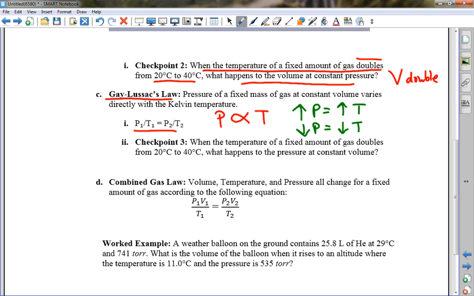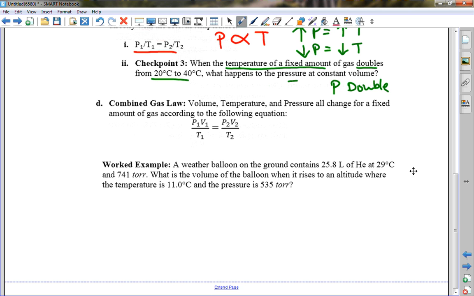And so if the temperature of a fixed amount of the gas doubles, so again, the temperature is doubling, what happens to the pressure? Well, then that pressure would also double. Okay?